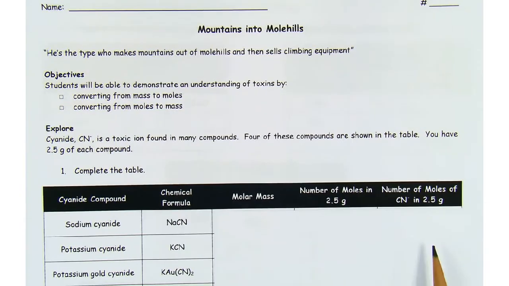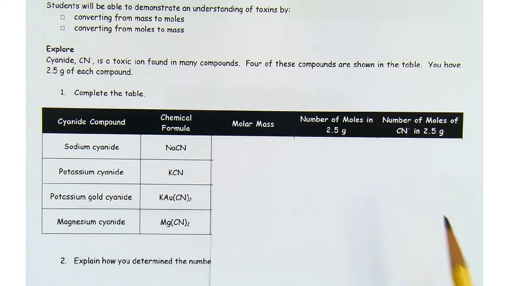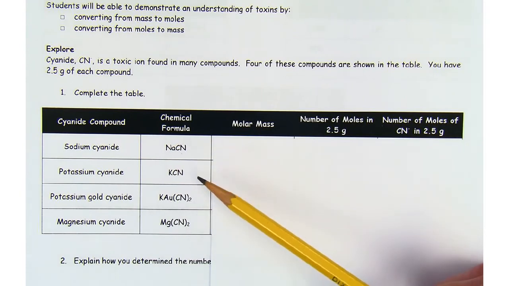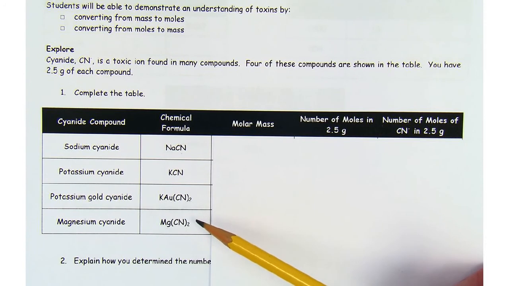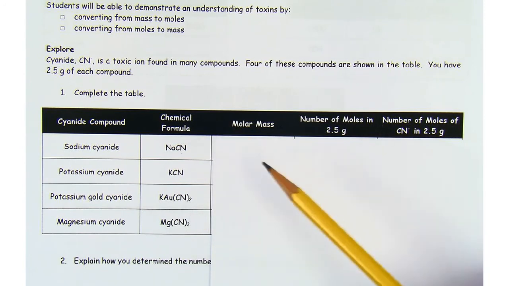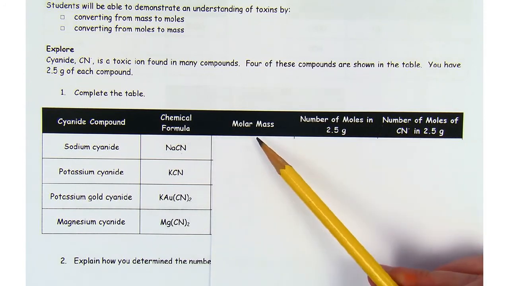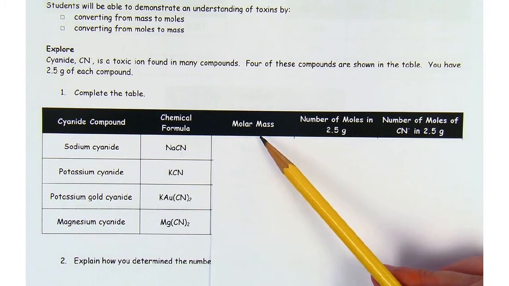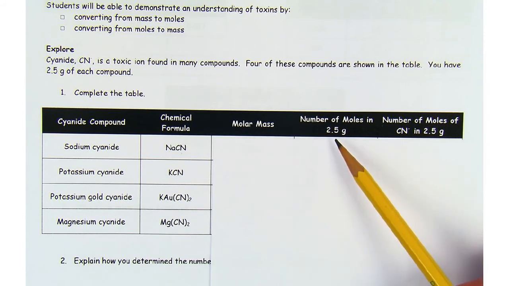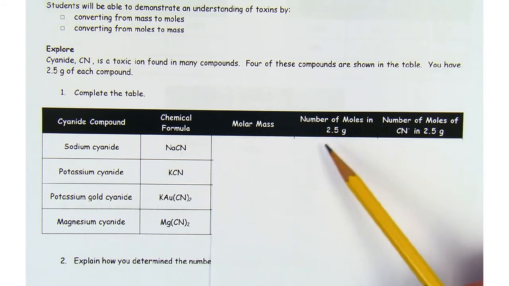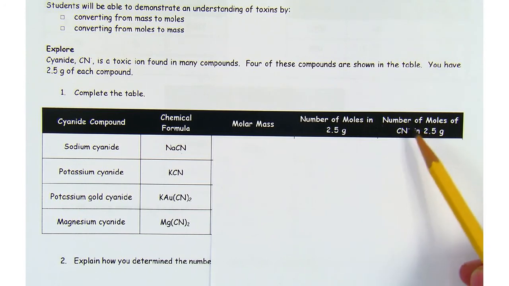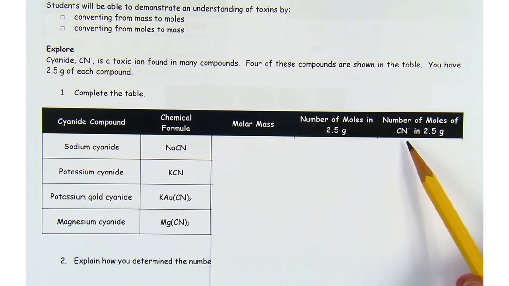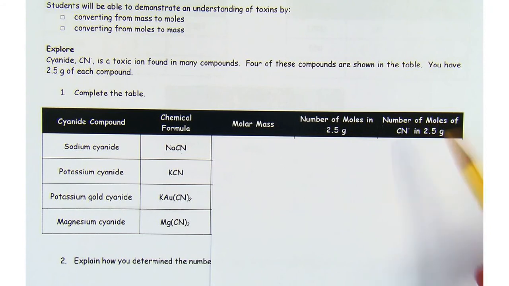So down here in this table, there are 4 different cyanide compounds listed: sodium cyanide, potassium cyanide, potassium gold cyanide, and magnesium cyanide. And there are a couple different things you need to do for each of these compounds. 1, you need to find the molar mass. 2, you need to find the number of moles of the compound in 2.5 grams. And third, you want to find the number of moles of CN minus, not the whole thing, only the CN minus in 2.5 grams.